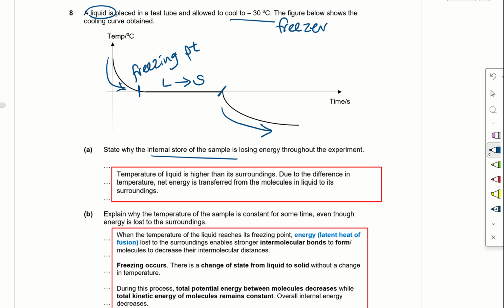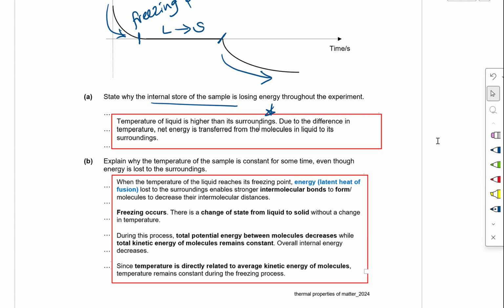Okay, so the answer is very simple. Temperature of the liquid is higher than the surrounding. Due to the difference in temperature, net energy is transferred from the molecules in the liquid to the surrounding, and therefore it is losing energy throughout the experiment. So please read the question carefully.